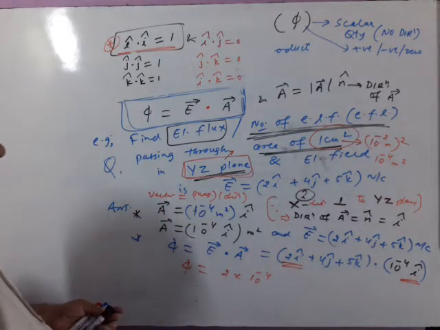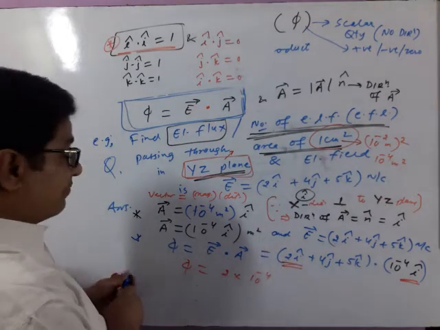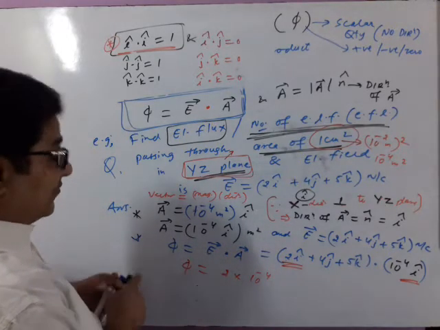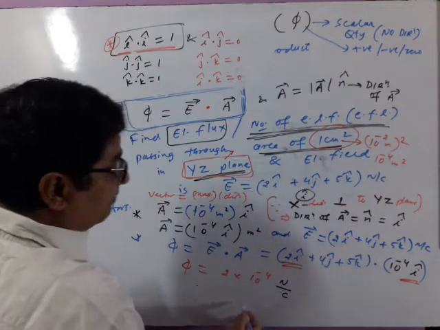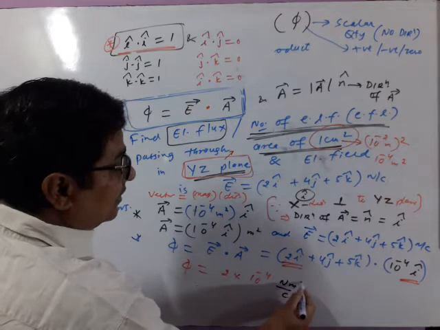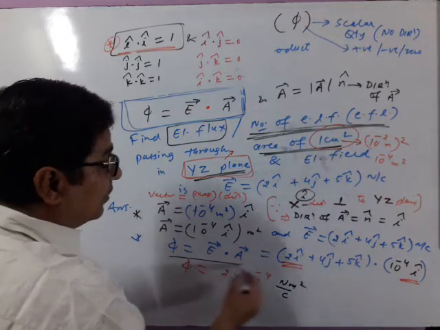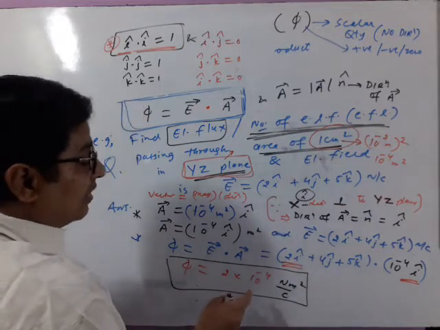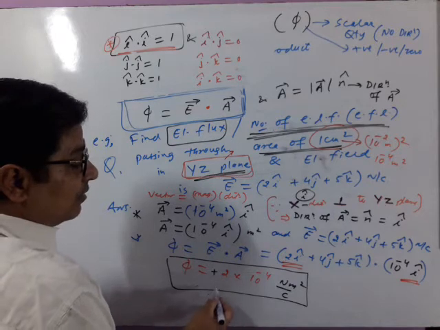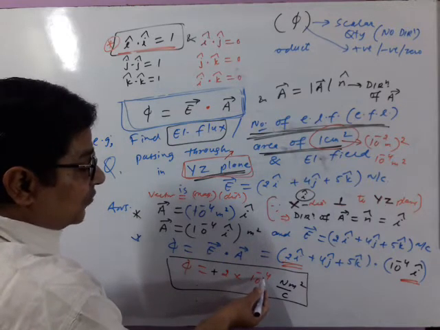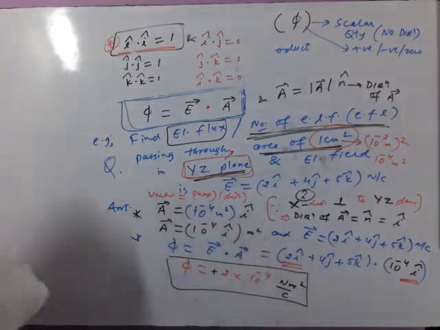Now units. See, electric flux is E dot A. E dot A means electric field into area. The unit of electric field is Newton per coulomb and of area is meter square. So the unit of electric flux is Newton meter square per coulomb. You will have to write the answer with units. See, it is positive flux and the value is 2 into 10 raised to the power minus 4 Newton meter square per coulomb.